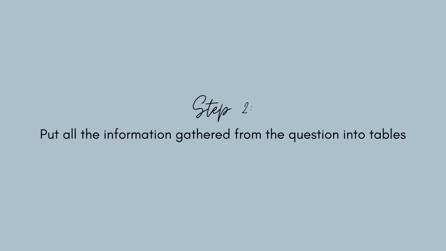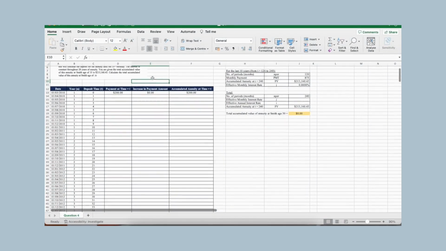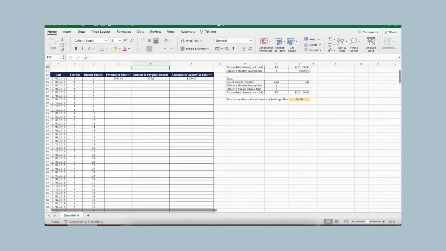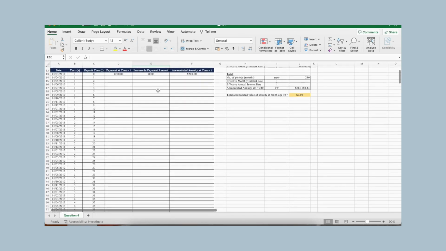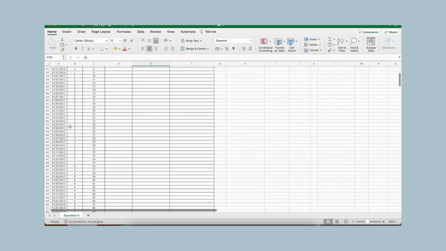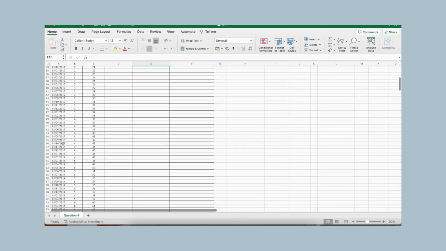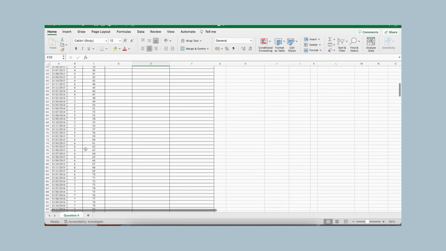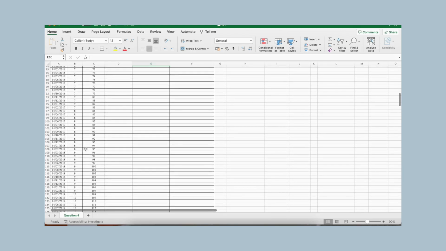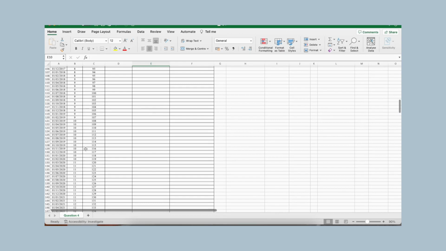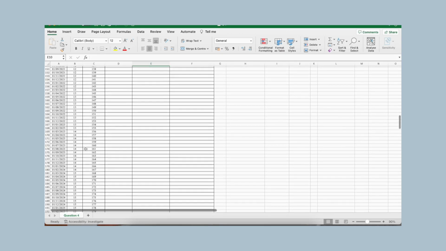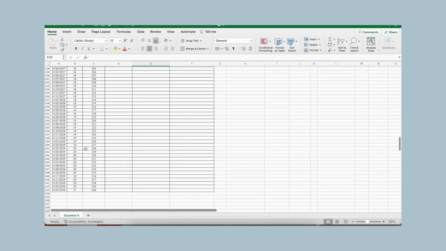Next, we have to put all the information gathered from the question into tables. You can also draw a timeline to understand the payment flow better, but I am using tables here so that it's easier to solve this question later on. So here is the table with all the information from the question. Those are the dates. Then we have the years as well as the period of payment. So let me just show you all the information that was gathered and put into the tables.